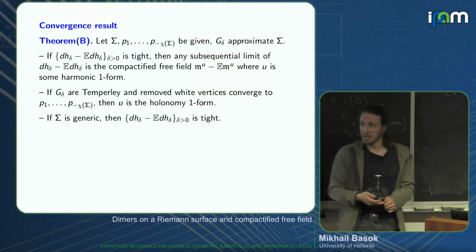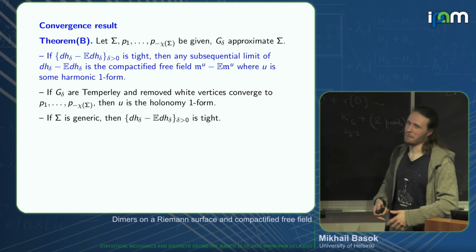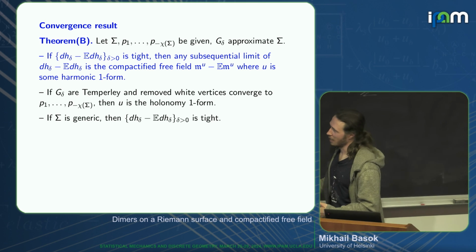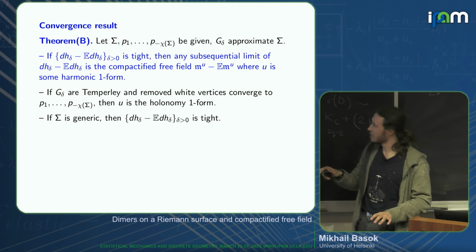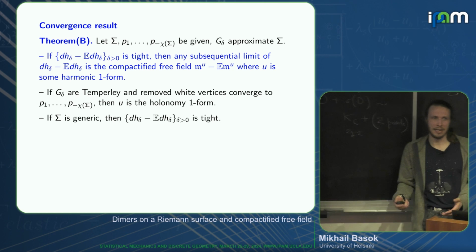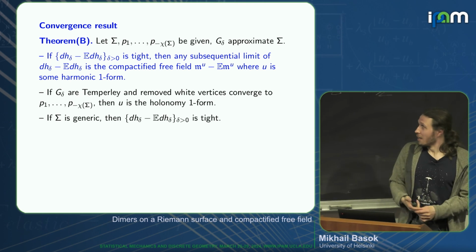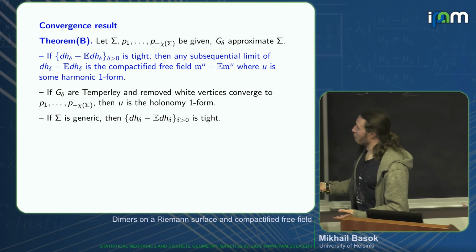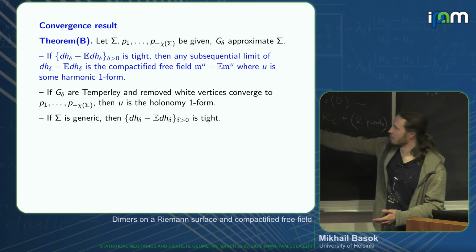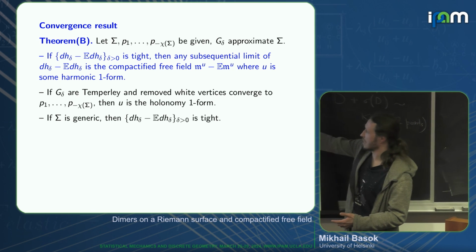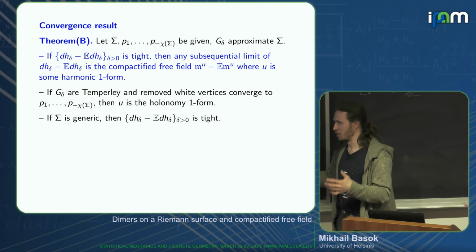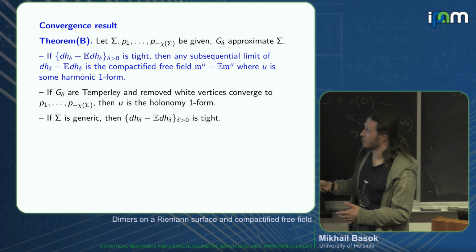It has 3 statements. First of all, based on the work of Nathanaël, Benoît, and Gourab, we can assume that the height field fluctuations are tight. Then, if they are tight, any subsequential limit is given by a certain compactified free field, for some deterministic shift u. This subscript u tells us that the monodromy vector would be integer up to some deterministic shift, which actually depends on the sequence of graphs.